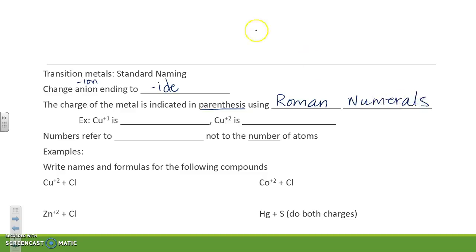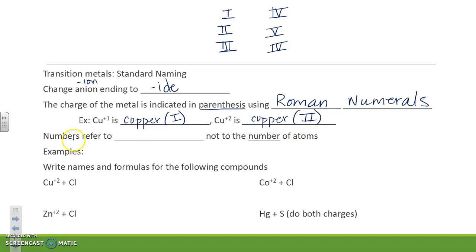And just in case you don't know your Roman numerals, there's 1, there's 2, there's 3, there's 4, there's 5, there's 6. You don't need more than that. All right, so copper with a +1 charge would be copper(I), and copper with a +2 charge would be copper(II). That was hard, wasn't it? I know. Okay, the number refers to the charge on the ion, not the number of atoms.